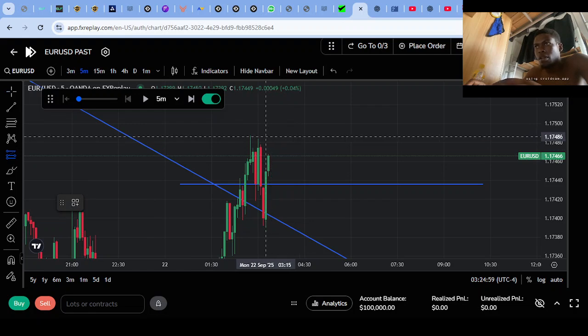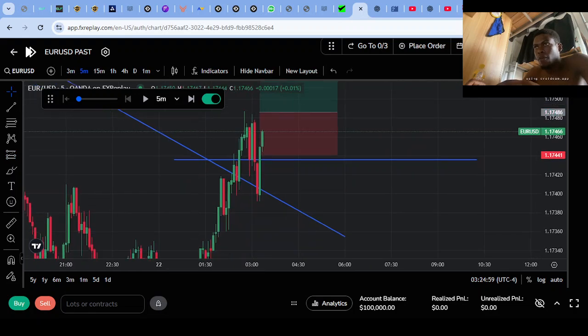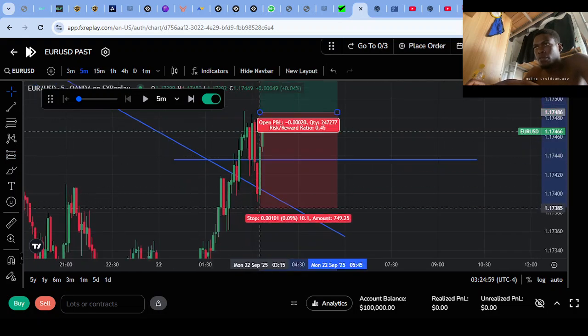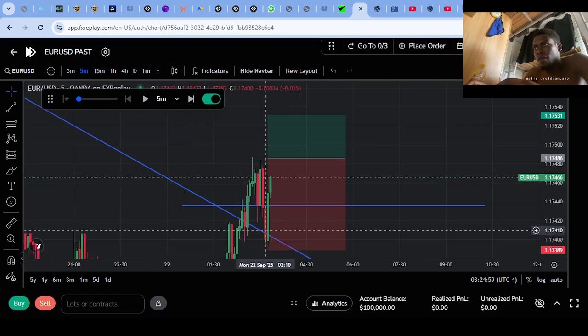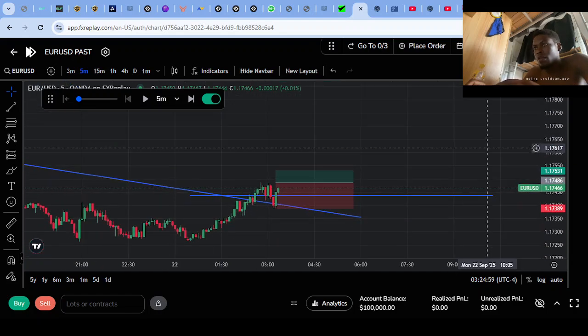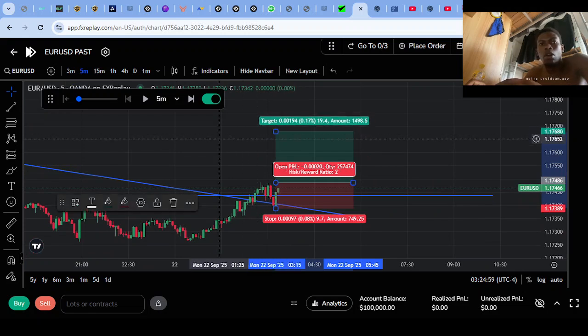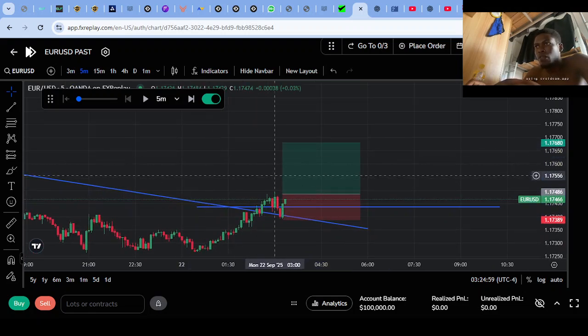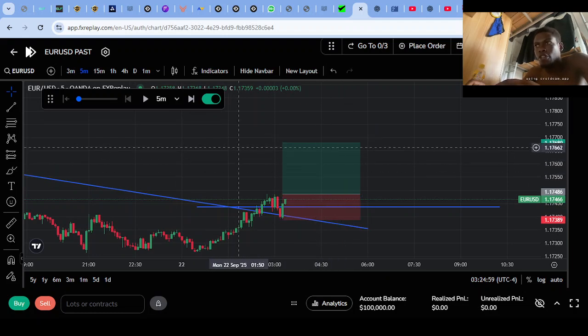I'm pretty much going into buys, right? So I'm gonna put a buy stop right here, stop loss below, and then my target is anywhere from 2R. It's safe to target 2R. You're gonna have a positive expectancy.